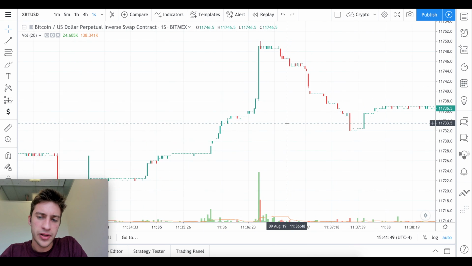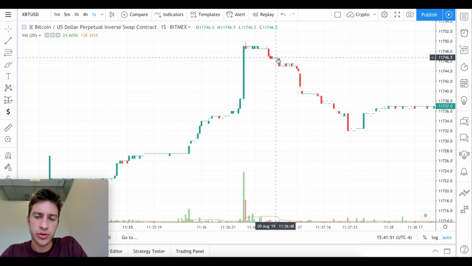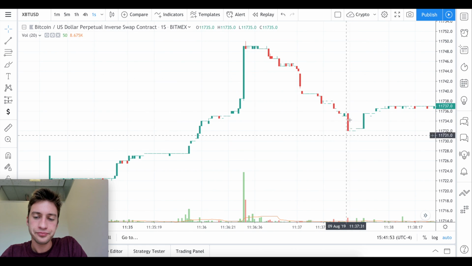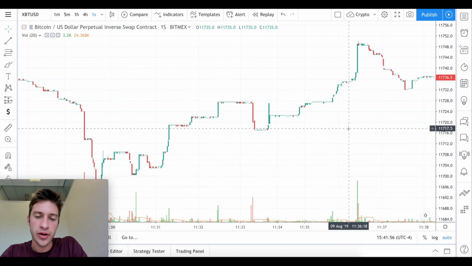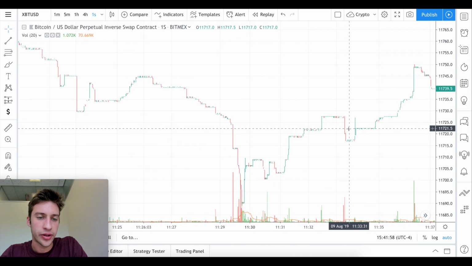But we also have our supply runs. Now, a supply run is when you see price just going in one direction, and that is down. The third type of market structure that I want to talk about is equilibrium.